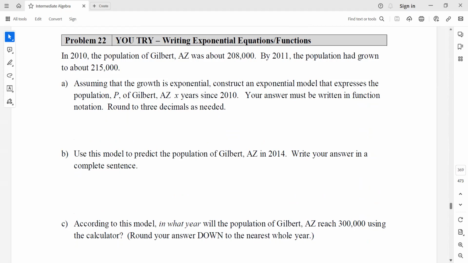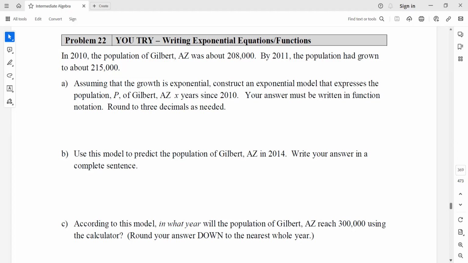Assuming that the growth is exponential, it says there is a growth, so you know it's an increasing function. Assuming the growth is exponential, construct an exponential model that expresses the population P of Gilbert, AZ, x years since 2010. It says your answer should be written in function notation. 3 decimal places is fine.